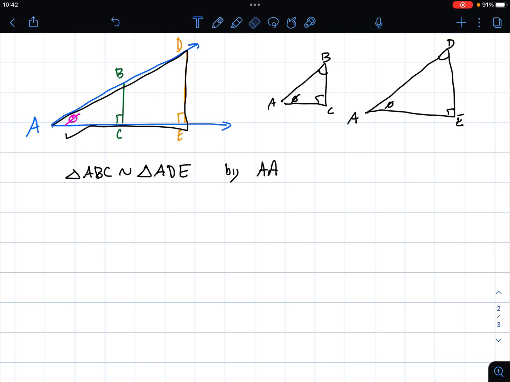Because of that, all the trig functions of these two triangles must be equivalent. So say I wanted to do sine of theta, I could say that that is equal to the opposite BC over the adjacent BA.